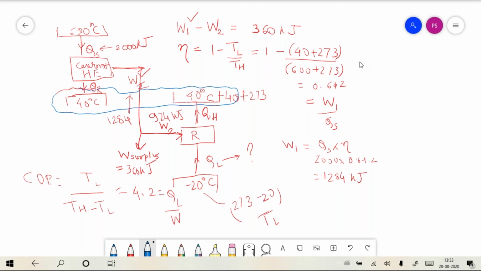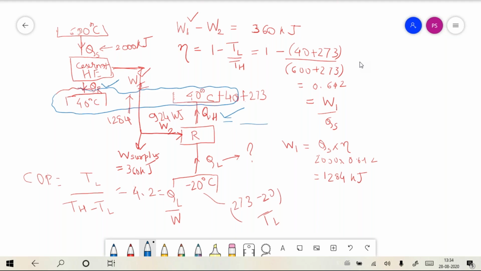What is the question now? Calculate the total heat rejected to the reservoir, which is at 40 degrees centigrade. If you look at this carefully, you need to calculate this QH and you need to calculate this QR. Calculate QH, calculate QR, and then add up these two. I want you to calculate QH and tell me the answer.